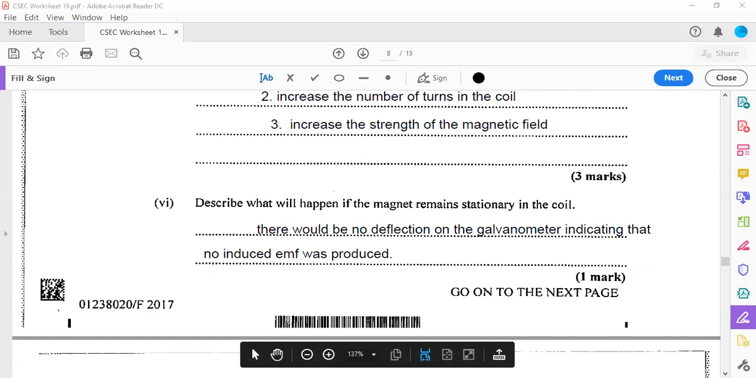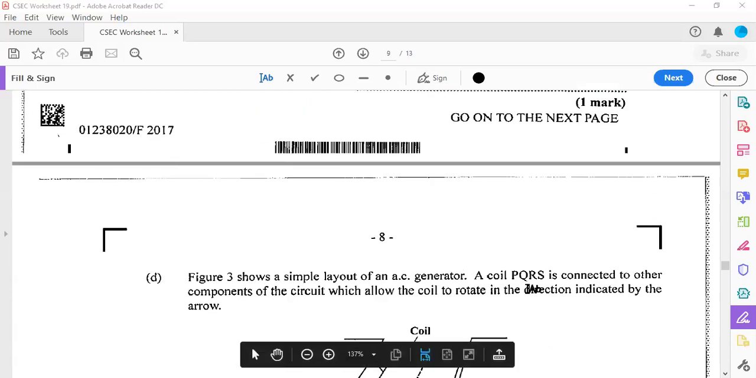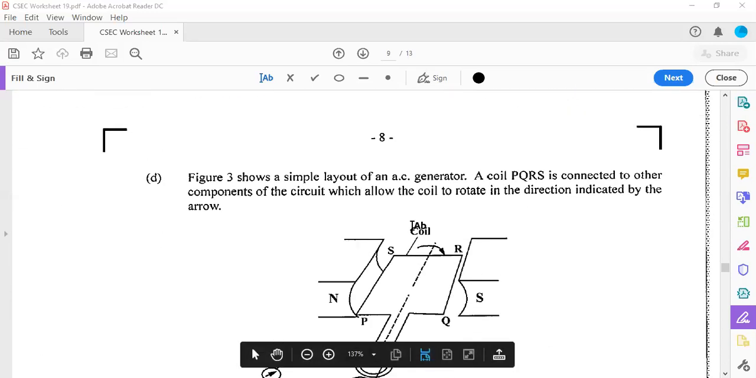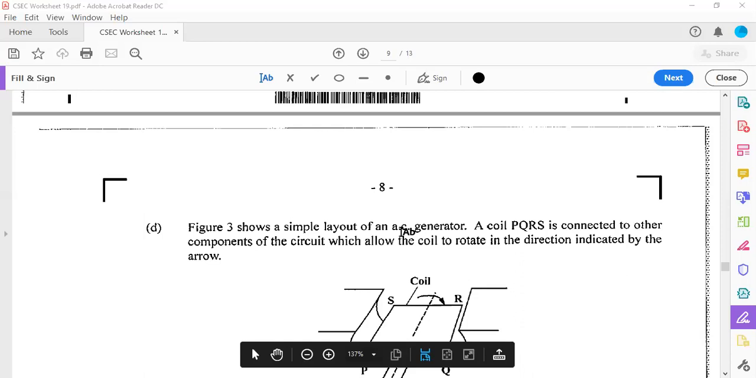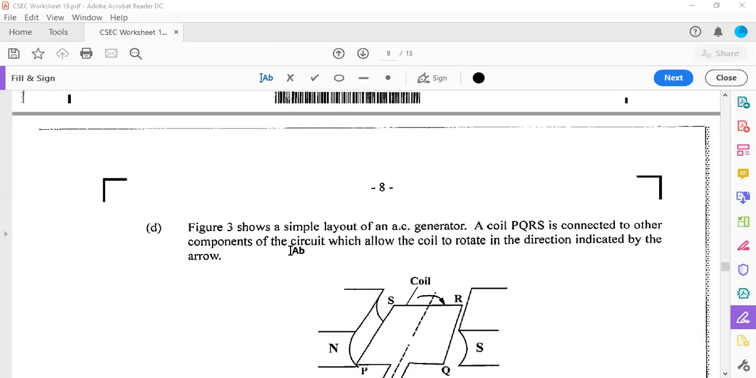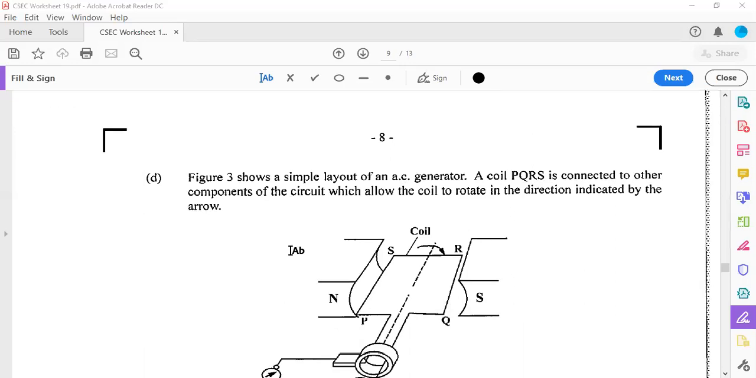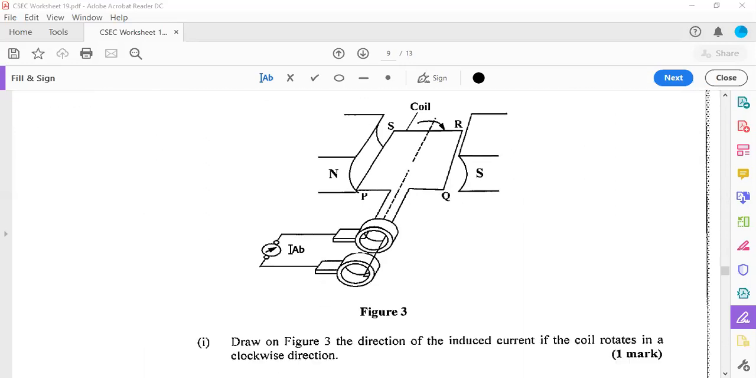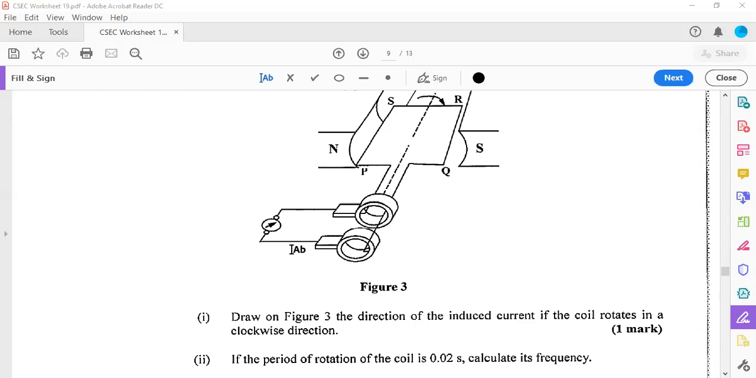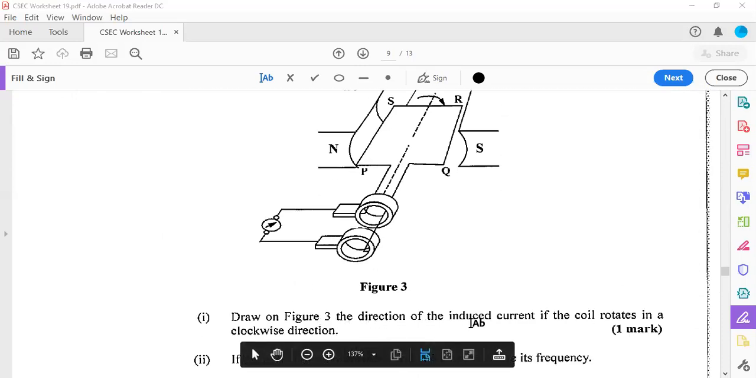Nice. Moving on now. Figure 3 shows a simple layout of an AC generator. A coil PQRS is connected to other components of the circuit which allow the coil to rotate in the direction indicated by the arrow. Good? So, draw on figure 3 the direction of the induced current if the coil rotates in a clockwise direction.